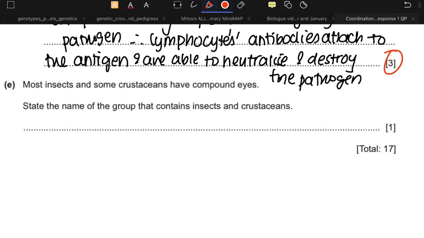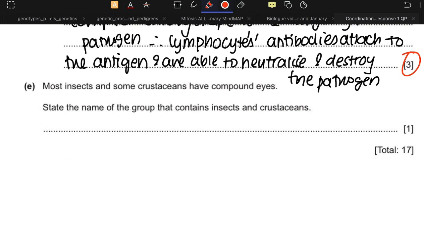Yeah. So most insects and some crustaceans have compound eyes, which gives them a crude view, meaning they are able to see the image from many different angles. So state the name of the group that contains insects and crustaceans. This is very important. Insects and crustaceans come under arthropods. Right, you will find this in the first chapter of your textbook about classification.